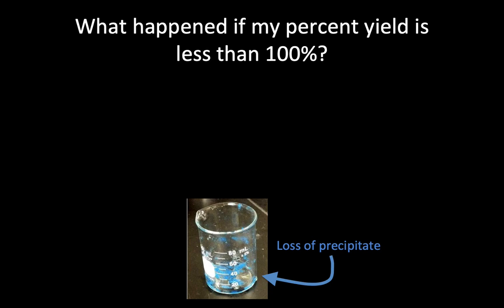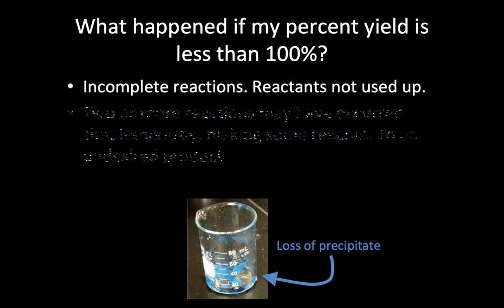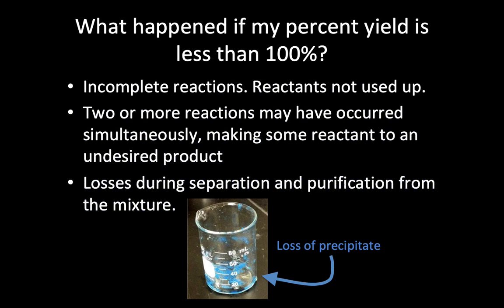So what happened if you had less than 100%? There are several things that could have happened. If the reaction was not complete, meaning some of the reactants didn't get used up, we might not get all of the product we had expected. We may also have side reactions happen, where things are converted into unintended substances.